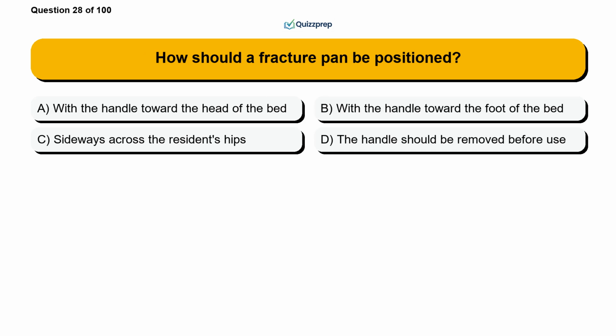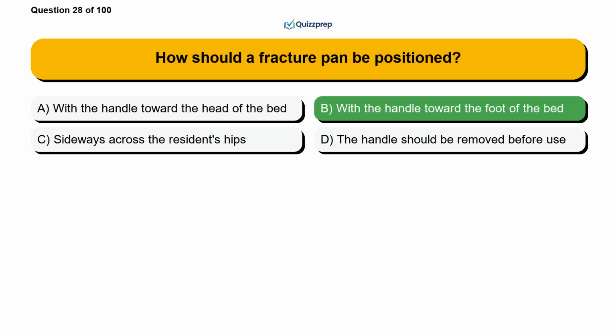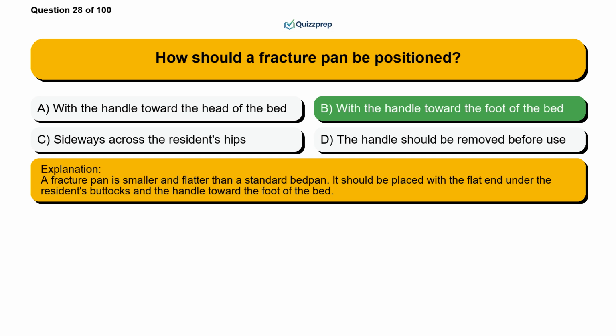Question 28. How should a fracture pan be positioned? Option A, with the handle toward the head of the bed. Option B, with the handle toward the foot of the bed. Option C, sideways across the resident's hips. Option D, the handle should be removed before use. The correct answer is option B, with the handle toward the foot of the bed. A fracture pan is smaller and flatter than a standard bed pan. It should be placed with the flat end under the resident's buttocks and the handle toward the foot of the bed.